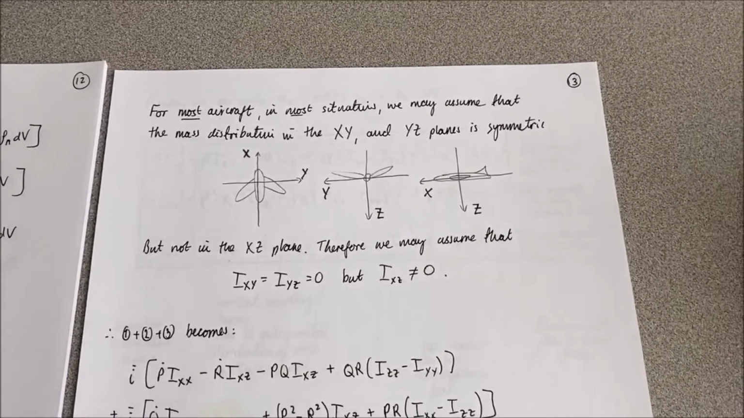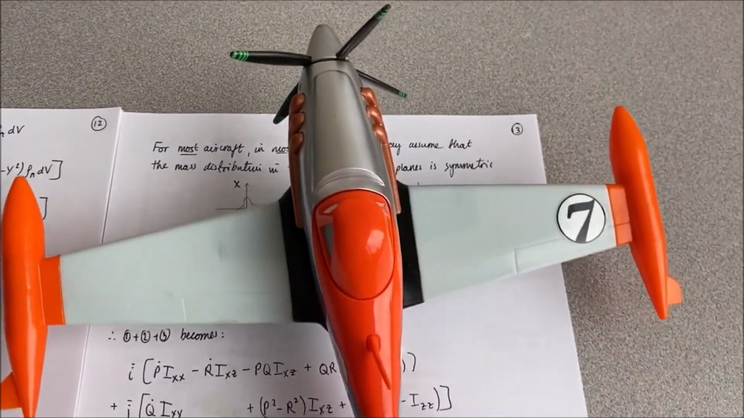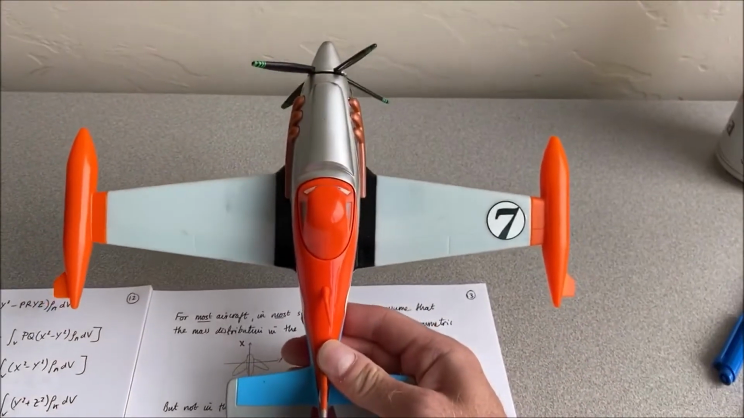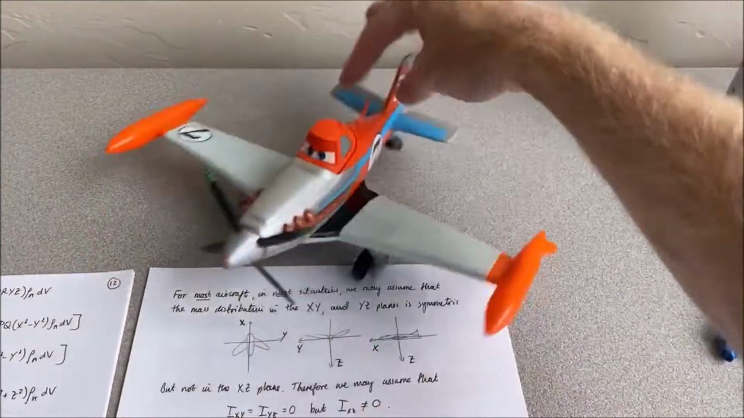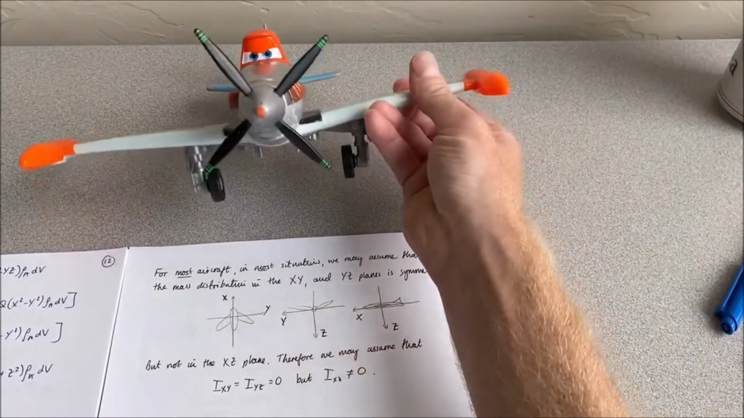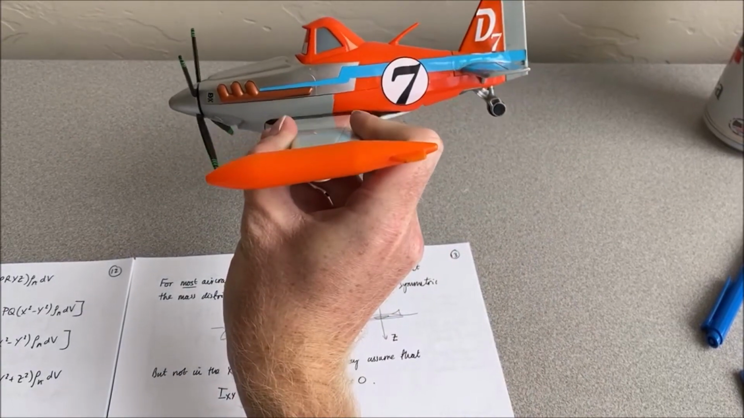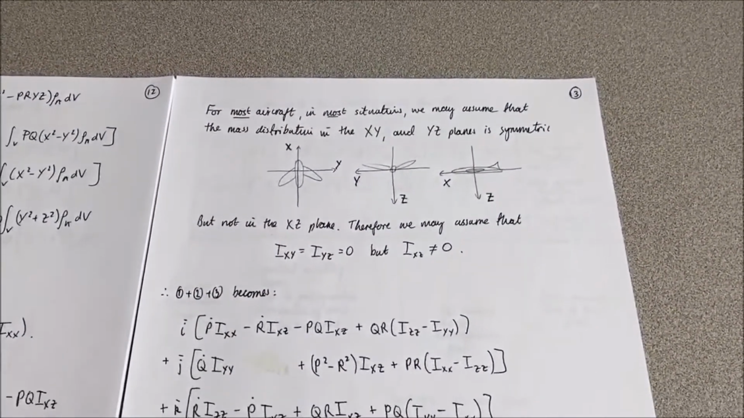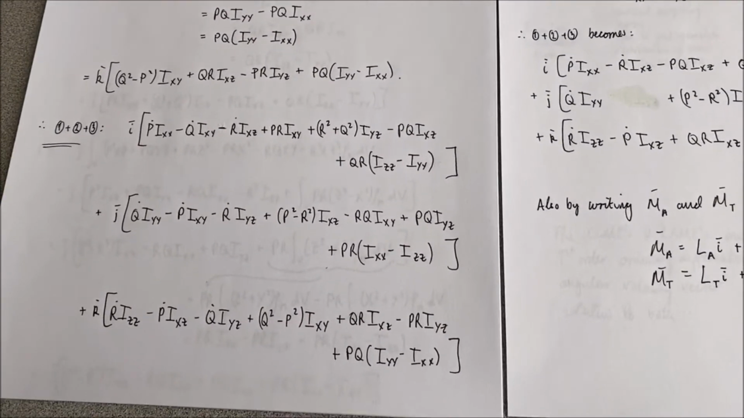So if I get Dusty, so Dusty is typical of a lot of aircraft. He's symmetrical in that plane, he's symmetrical in that plane, but he's not symmetrical in that plane, right? So that's the assumption that we're going to use to reduce this horrible mess down.